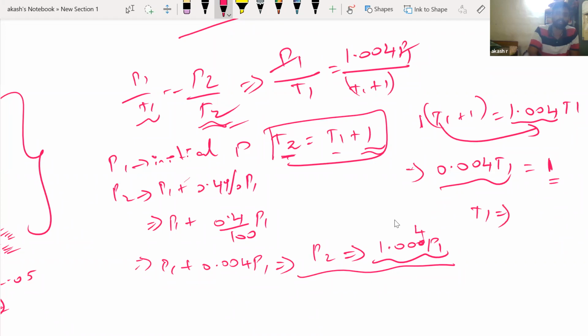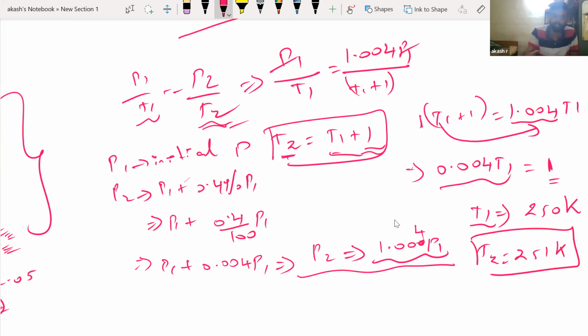And you'll get the T1 value as 250 Kelvin, but that is not the answer, people. What are they asking? This is your initial temperature, T1. The final temperature I know is T1 plus 1, that is nothing but 251 Kelvin, and this is the answer to this question.